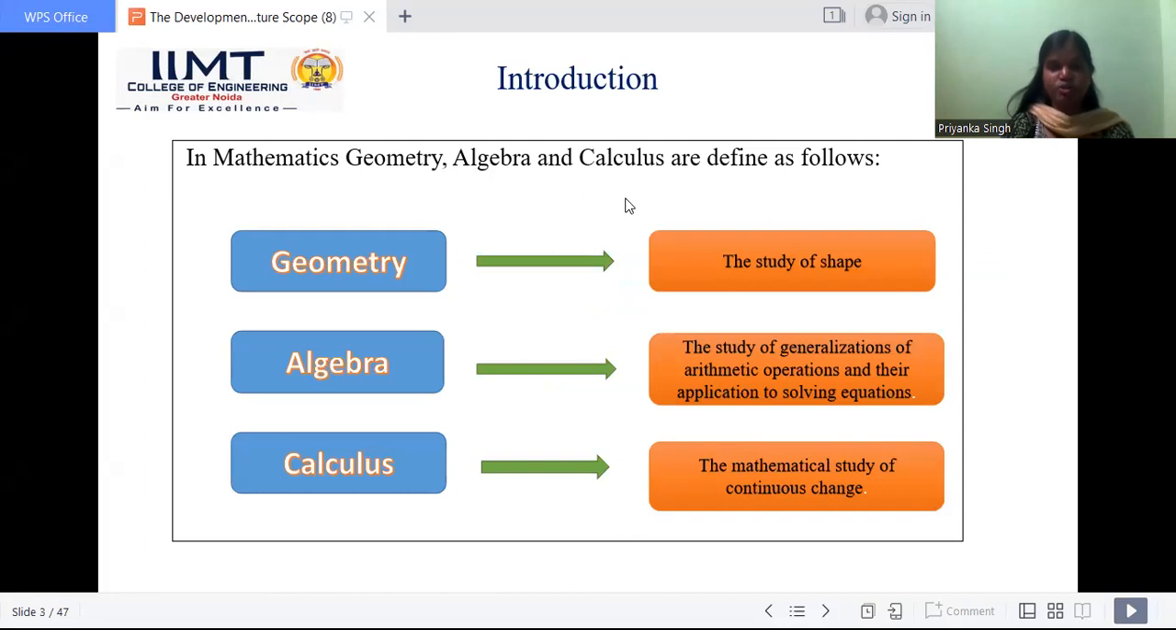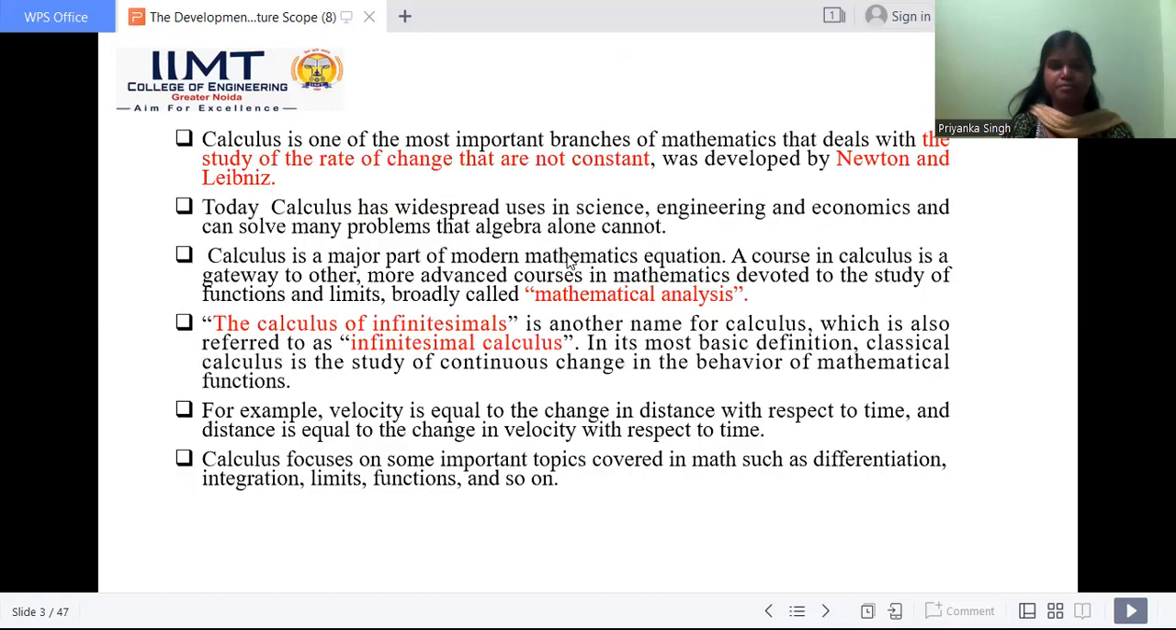In mathematics, geometry is defined as the study of shape. Algebra is defined as the study of generalizations of arithmetic operations and their application to solving equations. Calculus is defined as the mathematical study of continuous change. Calculus is one of the most important branches of mathematics that deals with the study of the rate of change that is not constant. It was developed by Newton and Leibniz.